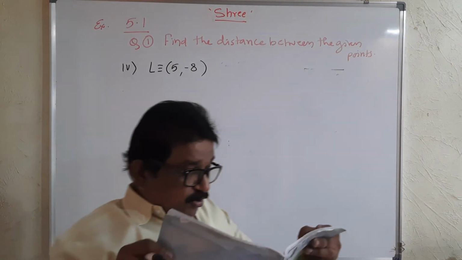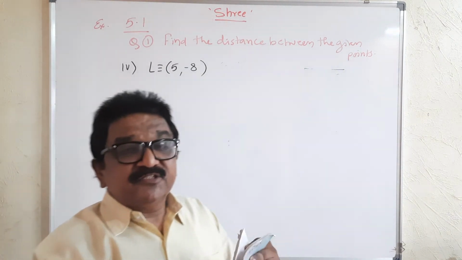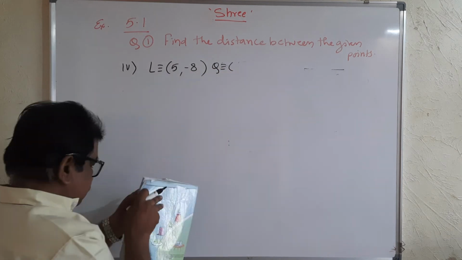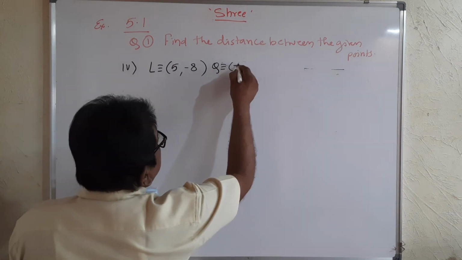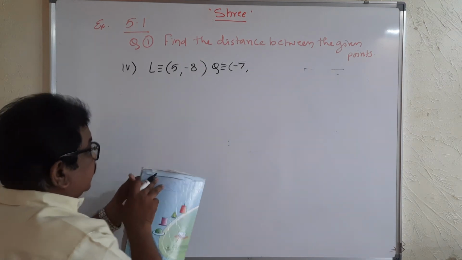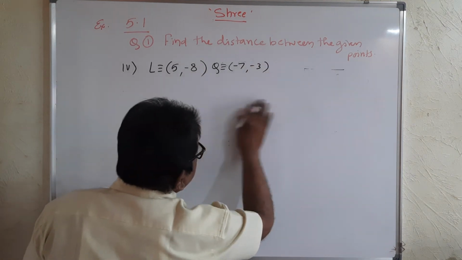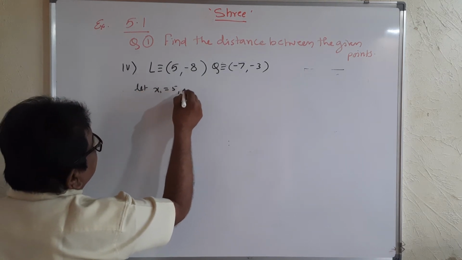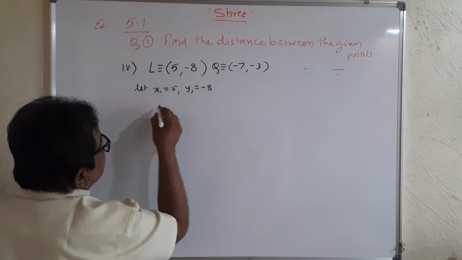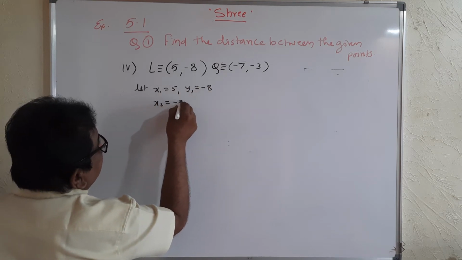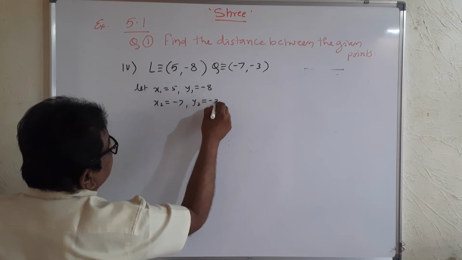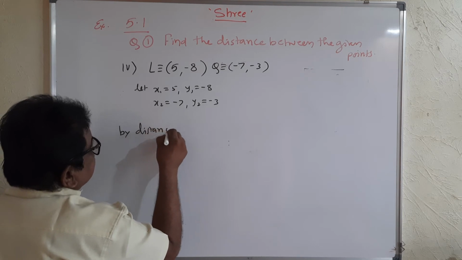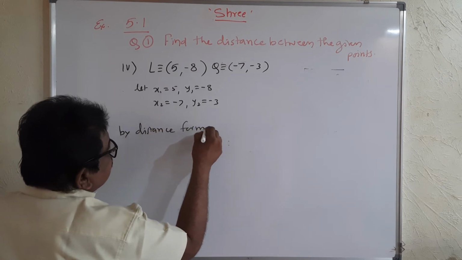Minus 8. And Q is minus 7, minus 3. Q corresponds to minus 7 and minus 3. So again, same: let x1 is equal to 5, y1 is equal to minus 8, x2 is equal to minus 7 and y2 is equal to minus 3, by distance formula.